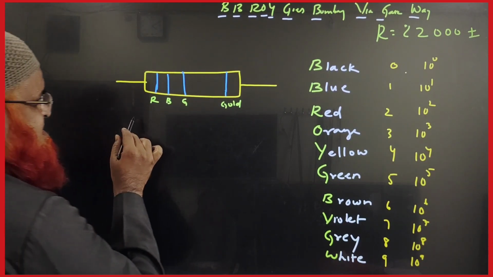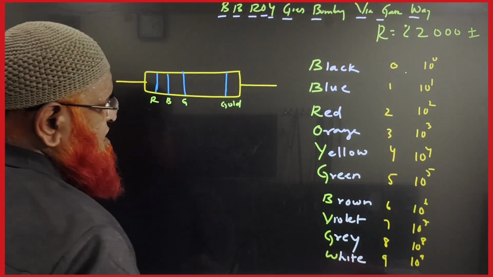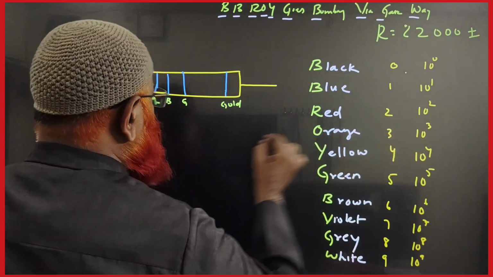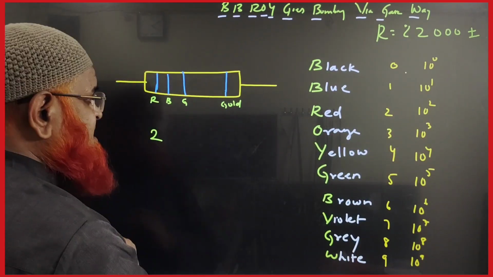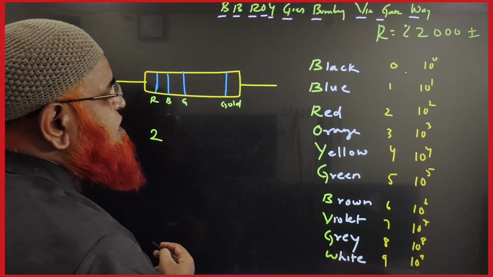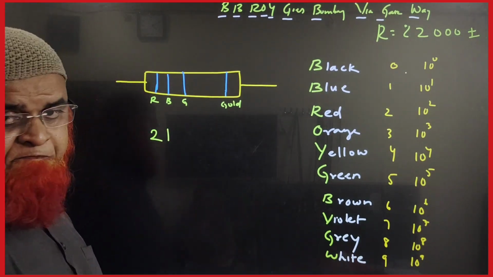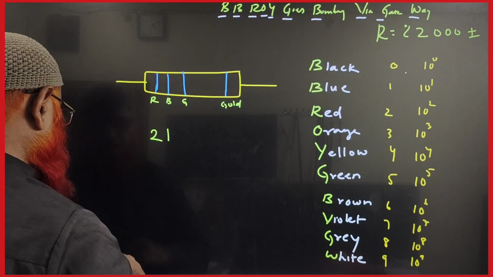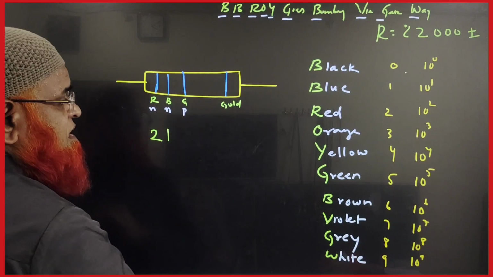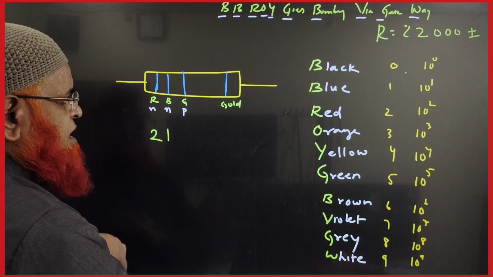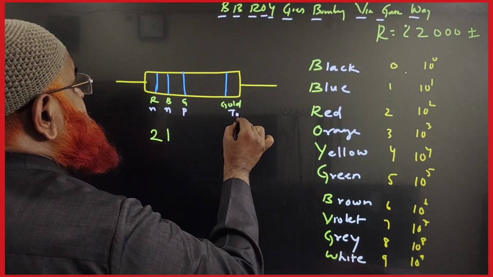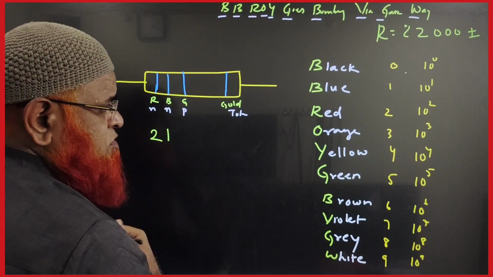The first color represents a number. What is the first color? Red means 2. The second color also represents a number. Blue means 1, so 21. The third color represents power. So the first two colors represent numbers, whereas the third color, green, represents power. And the last one represents tolerance, that means how much this resistance is able to tolerate.